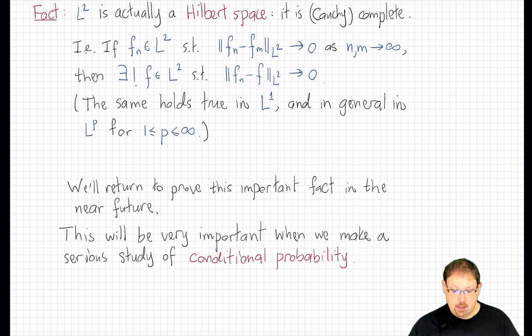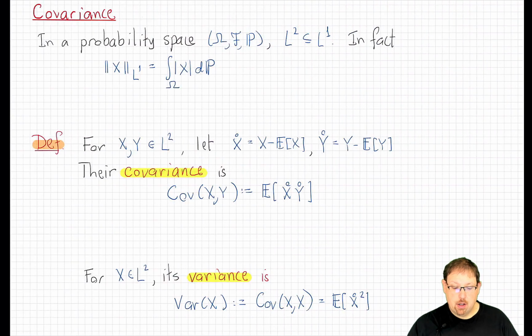By the way, this completeness property also holds for L1 and even for the general Lp spaces that we've mentioned briefly. We're not going to prove this right now. We will soon, and it will actually have very important probabilistic consequences, particularly in the L2 case. But speaking of probabilistic consequences, the most important developments that we get from L2 are the notion of covariance and correlation.